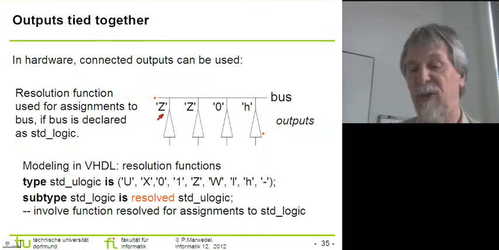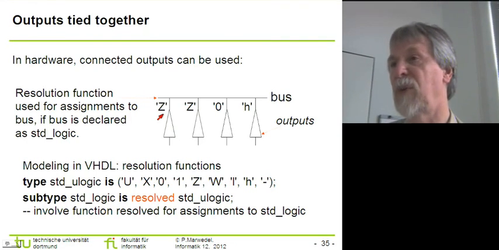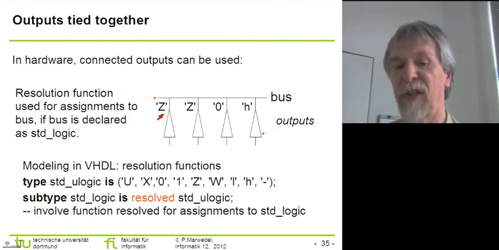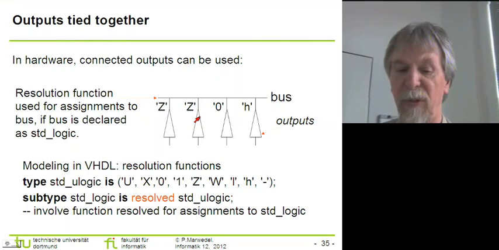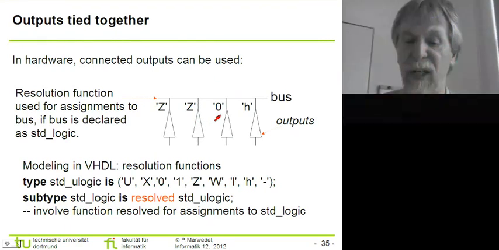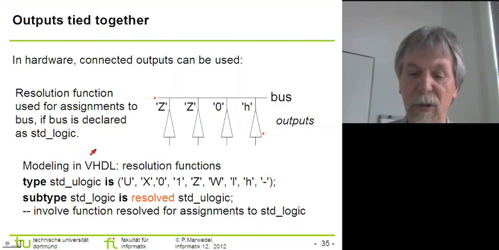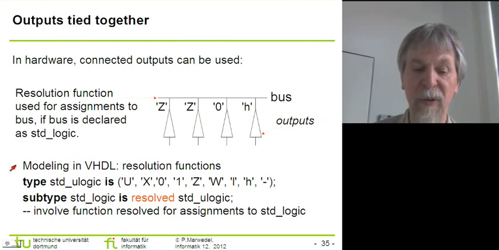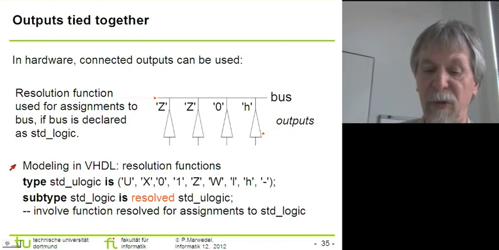And if we do a simulation of such a system, then we have to figure out what is the resulting value there if the different cards are providing different values. We could have two cards providing, for example, Z, one providing a strong 0 and the other providing a weak 1. Now, computing the effective value in VHDL is done with the help of so-called resolution functions.